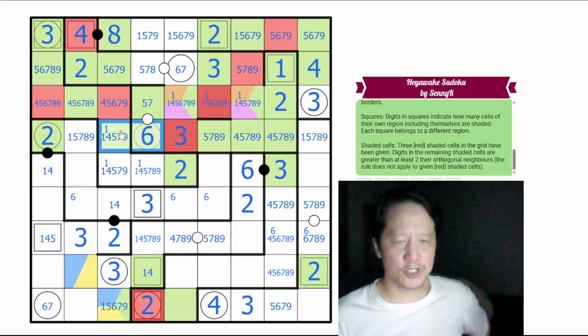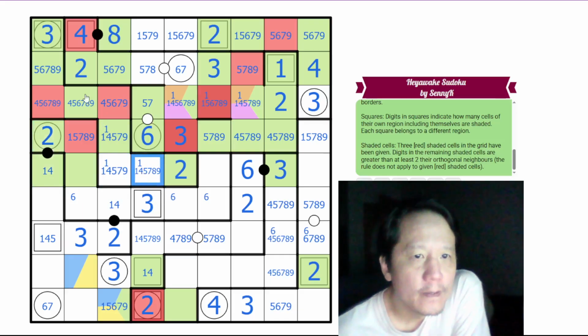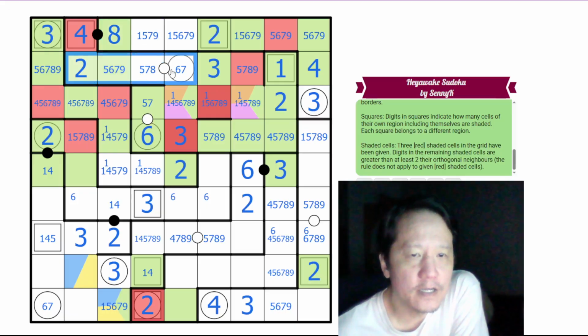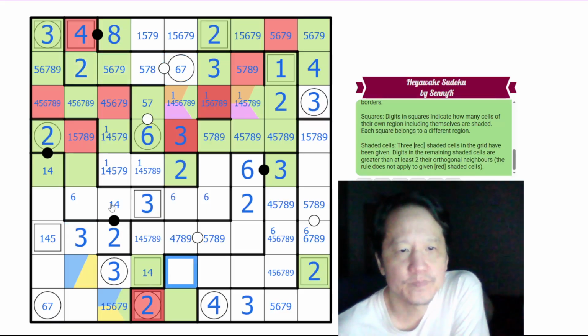We have unshaded, unshaded, so this must be shaded here. Which means this must be unshaded, this has to orthogonally connect. This must orthogonally connect. But it could orthogonally connect that way. That's fine.